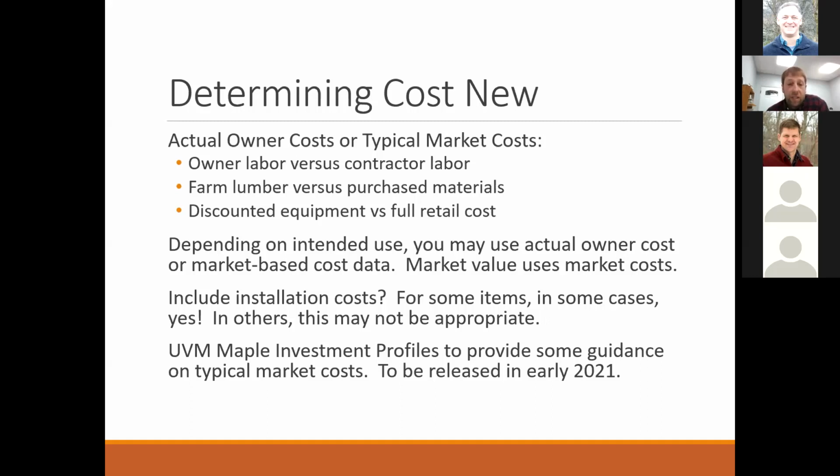Installation costs, I think, are a big one here. Do we include those? For some items, in some cases, yes. In other cases, it may not be appropriate. If you're looking for a going concern value, where you're going to sell the business lock, stock, and barrel, installation costs are probably applicable and should be included in that analysis. If you're looking for a collateral value for the bank, you may not include those installation costs because they may be looking for the value of the personal property if it was removed from that sugar house and sold on the open market. So those could be two very different things.